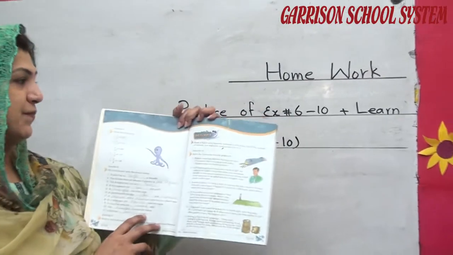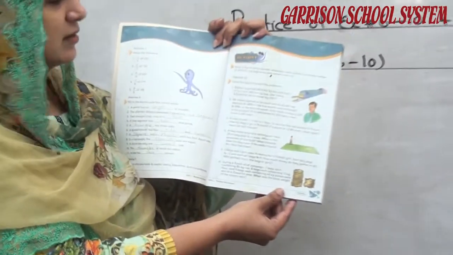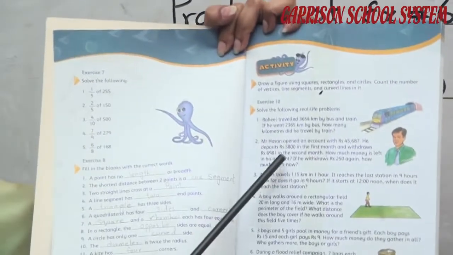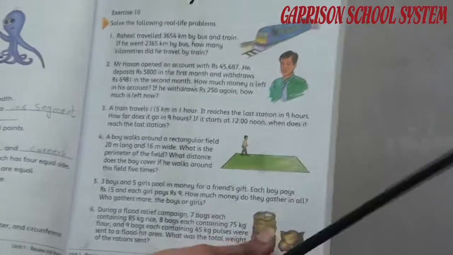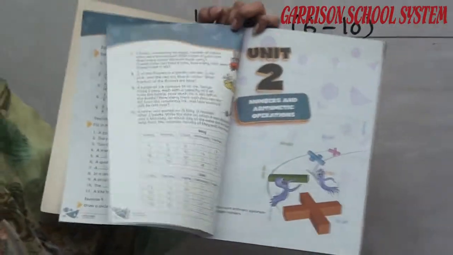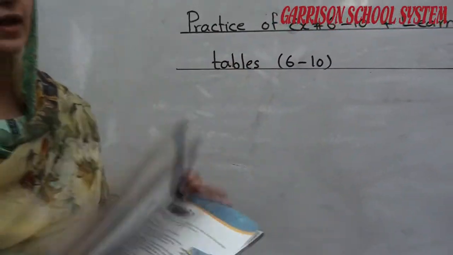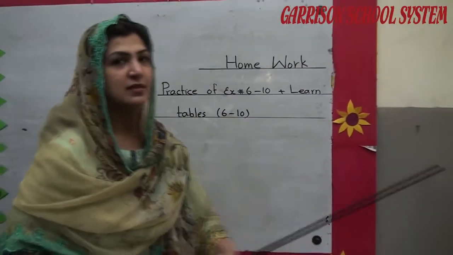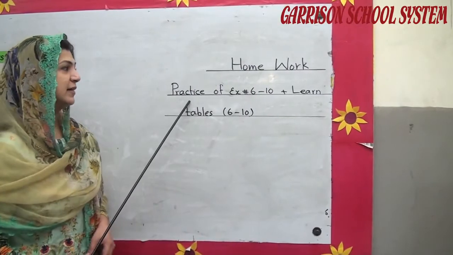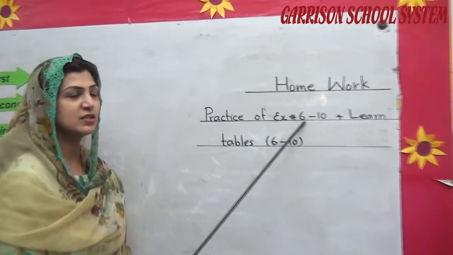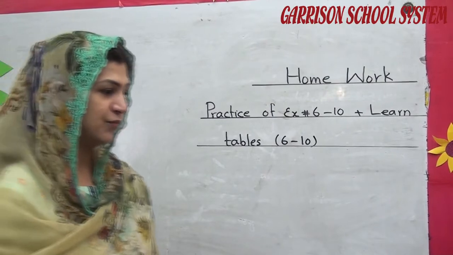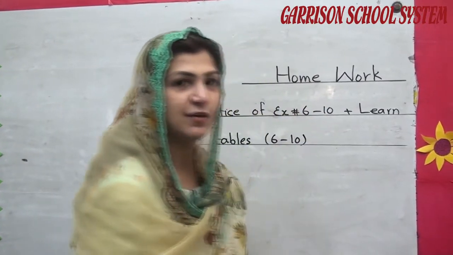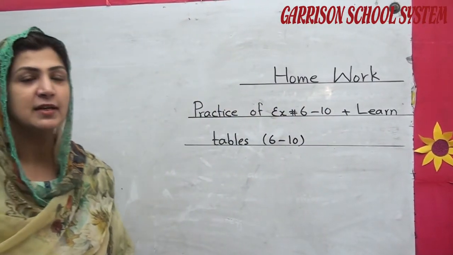Now students, in exercise number 10, I have solved question number 1 and question number 2 on the board, and question number 3, 4, 5, 6 up to 10 you can do by yourself at your homes. Students, this is your homework: practice exercise number 6 to 10 plus learn table 6 to 10. So hope you have completed your work within the week.